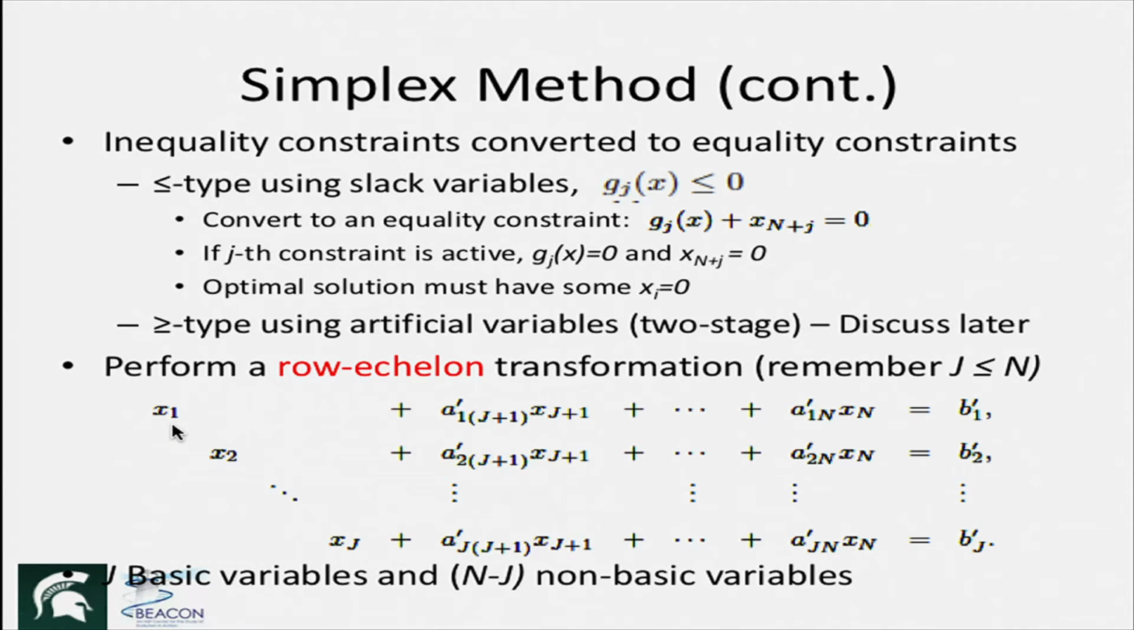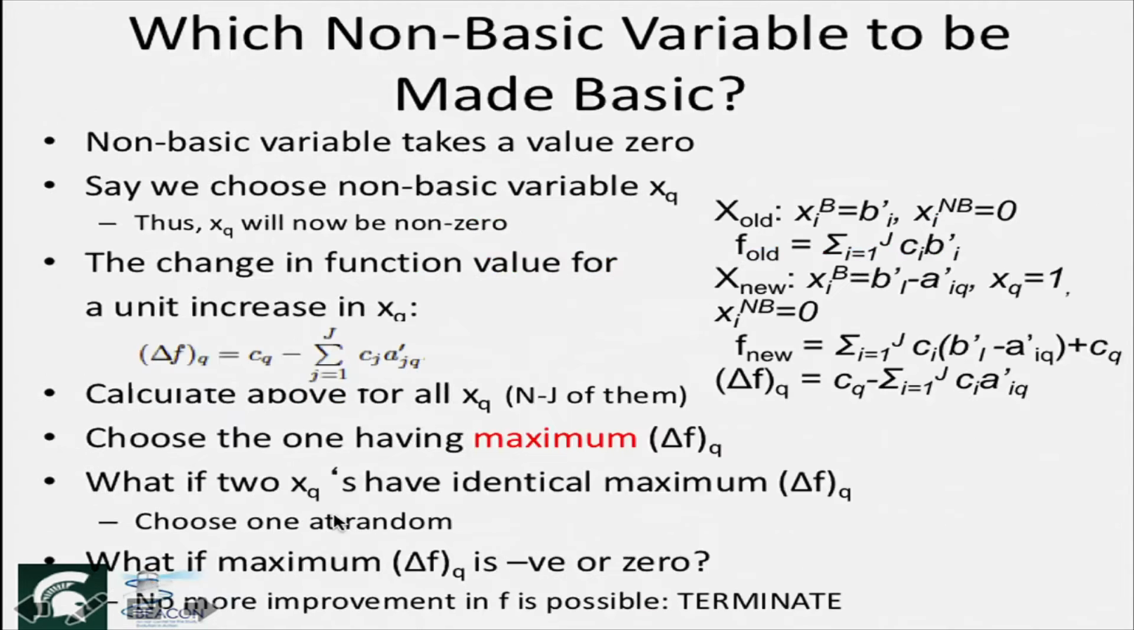0. Say it again. b1 dash minus a1 dash j plus 1, since it is multiplied with xj plus 1, which is only 1. So b1 dash minus a1 j plus 1 dash. Agreed? What about x2? b2 dash minus a2 dash j plus 1. Is that right? If I increase xj plus 1 from 0 to 1, my basic variables are also changing. That's what I have written here.